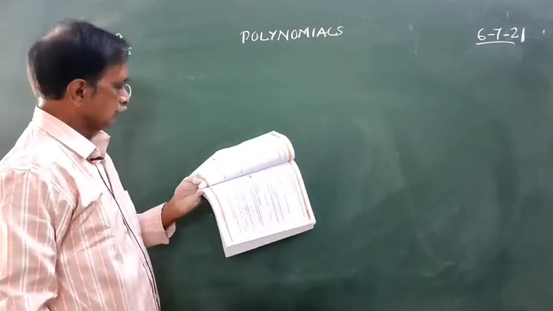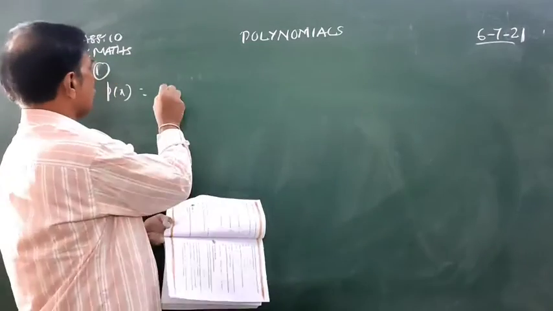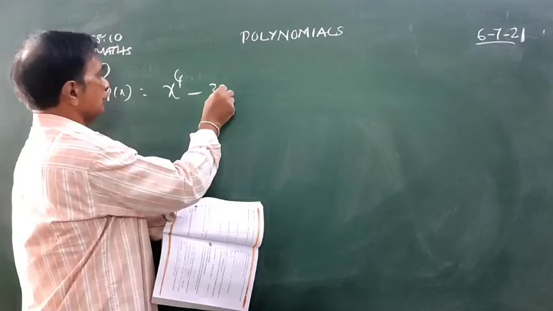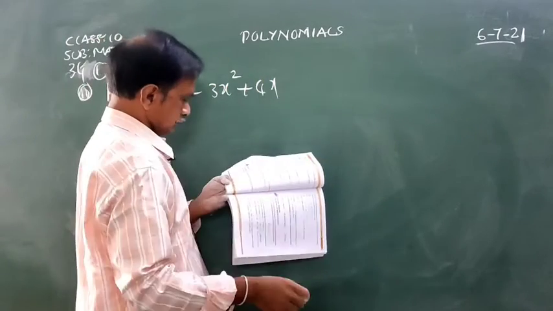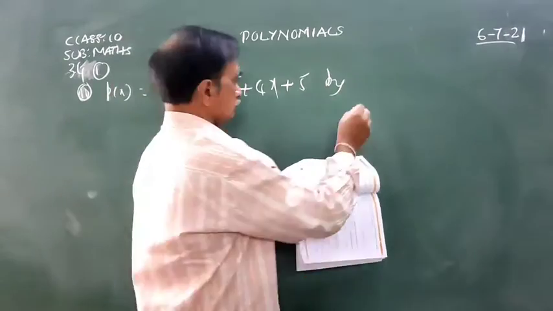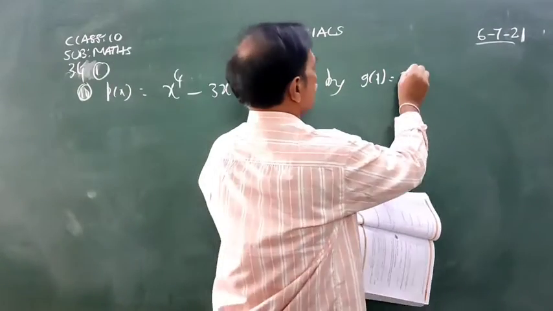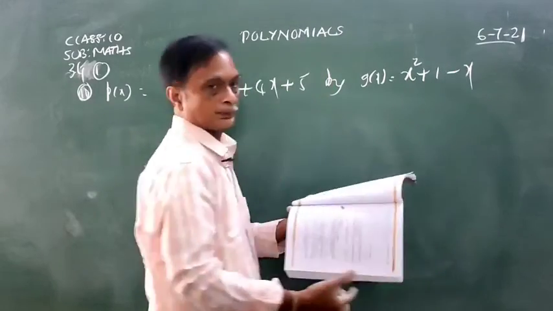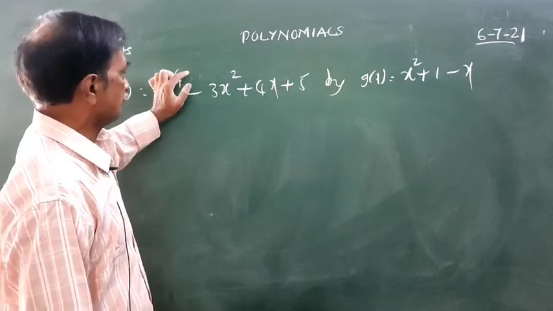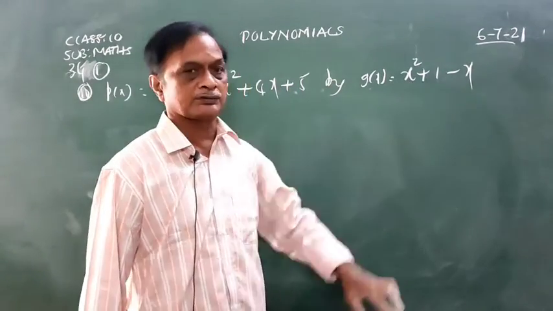3.4. First one, Roman number 2. Divide p of x equal to x power 4 minus 3x square plus 4x plus 5 by g of x equal to x square plus 1 minus x. Here you are required to divide this polynomial x power 4 minus 3x square plus 4x plus 5 by g of x equal to x square plus 1 minus x.